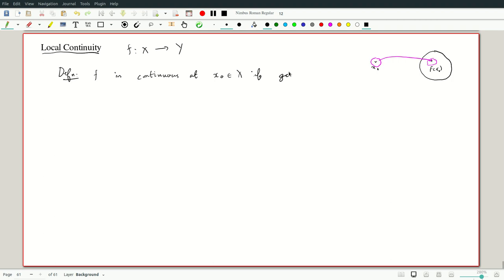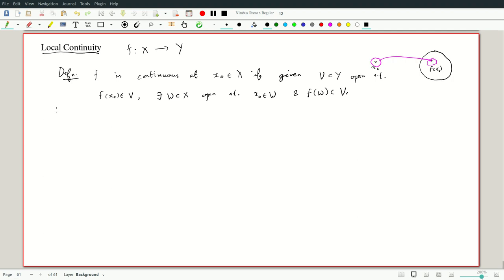So given V contained in Y, open, such that of course f of x0 is in V, there exists, let's say, W contained in X, open, such that x0 belongs to W and f of W is contained in V. Of course x0 is in X, that's true, but that's not giving any information. This is just like epsilon delta, except we are using open sets.